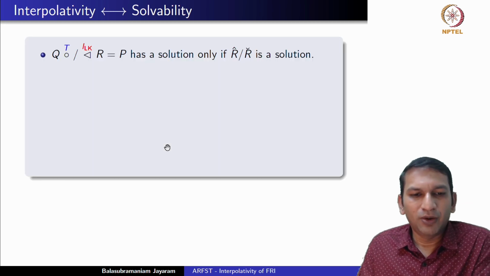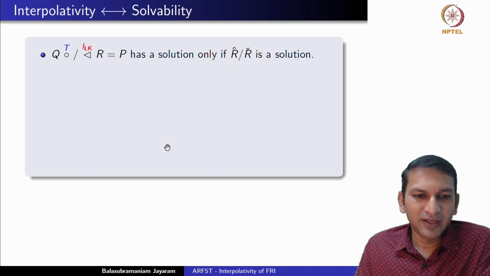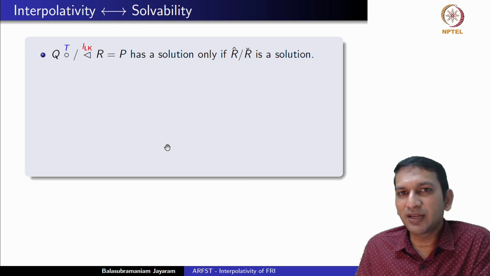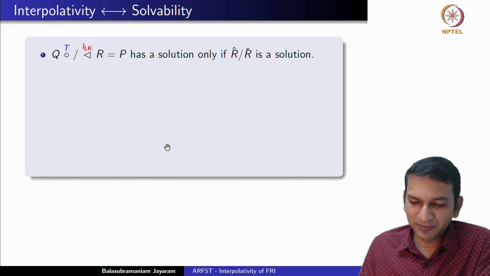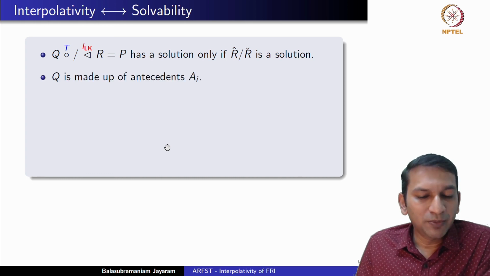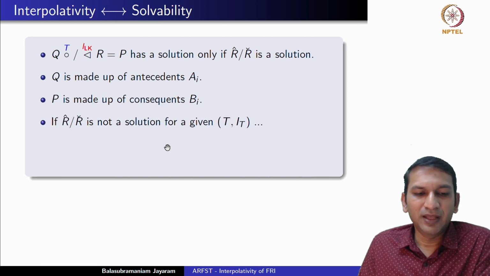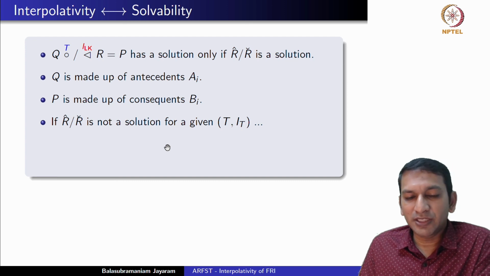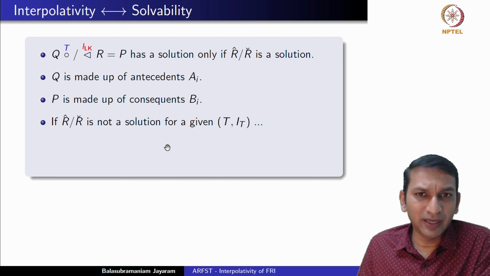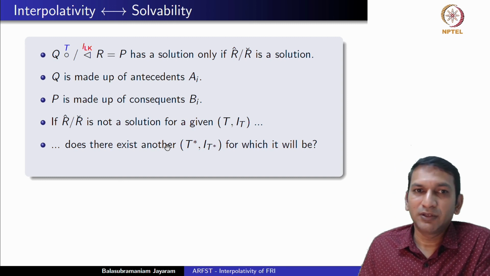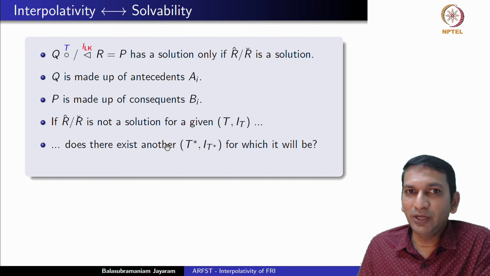Well, what is it that we started with? We have this equation and we know that it has a solution only if either R cap or R check is a solution, where Q is made up of antecedents Ai and P is made up of consequents Bi. The question we asked was, if R cap or R check is not a solution for a given pair, does there exist another pair? We saw that we could not find one. We were on a wild goose chase.